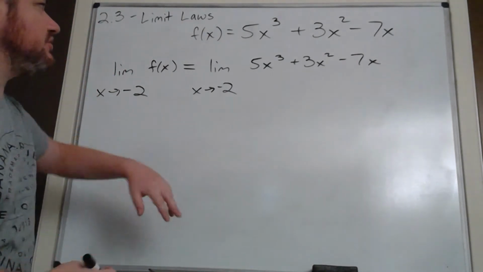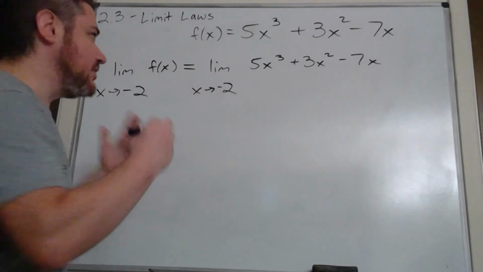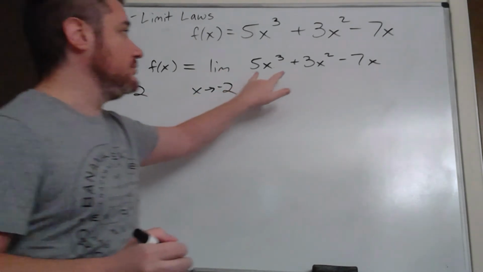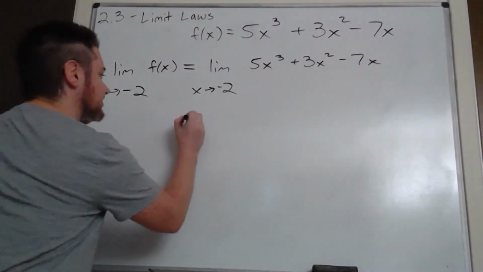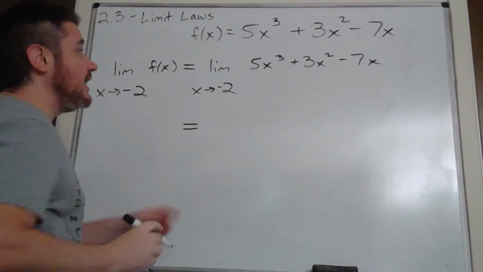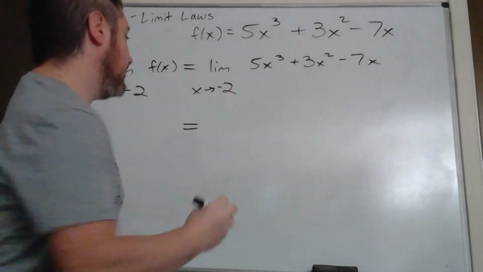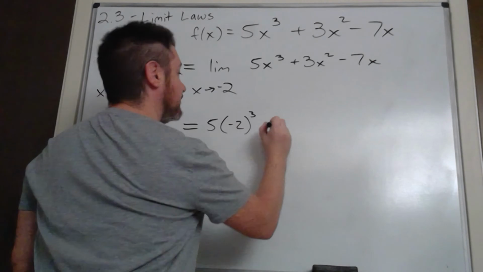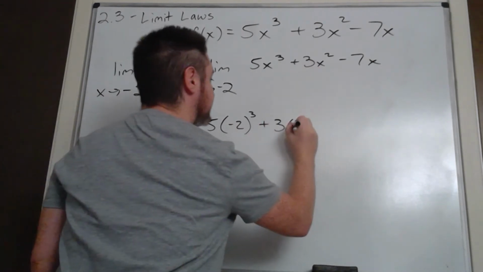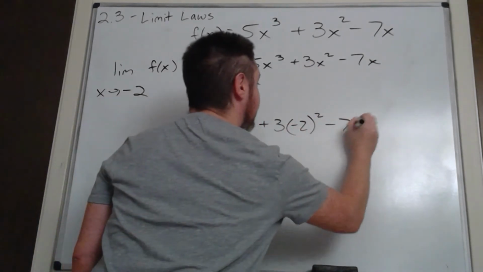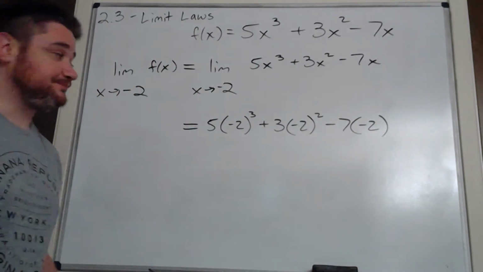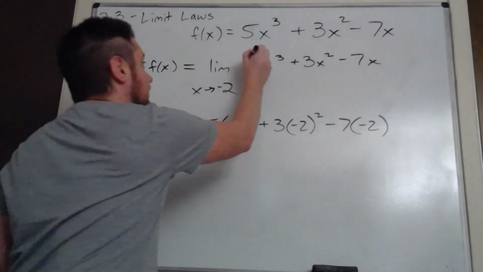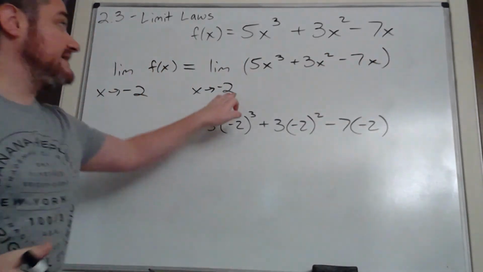So, direct substitution. I like emphasizing when I'm going to do that, because at this point I'm taking the limit. The limit as x approaches -2 of this thing. What is that equal to? That's going to be equal to plugging -2 in for x. So I'm going to get 5 times -2 cubed plus 3 times -2 squared minus 7 times -2. All I'm really doing is evaluating this expression right here when x is negative 2.